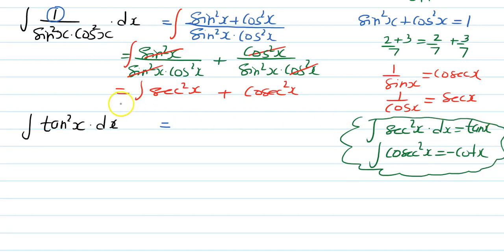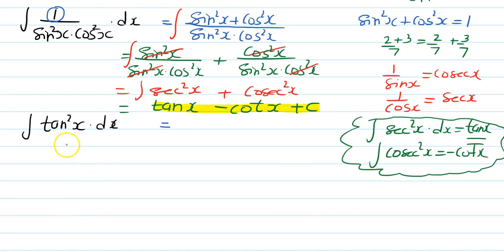So you need to remember these two formulas. In this place, integration of sec square x we can write down tan x, and integration of cosec square x we can write down minus cot x plus constant. So this is your answer. Integration gives tan x minus cot x plus c, this is your answer.